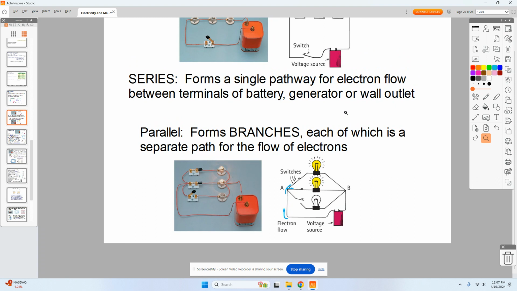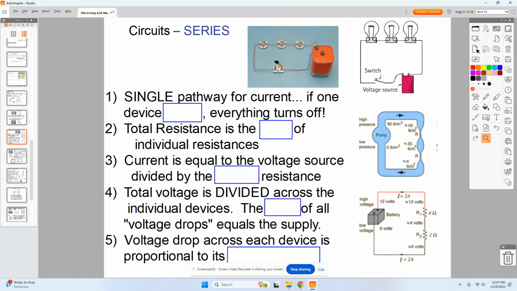Now, there are advantages and disadvantages to both, and I want to show you those with building them and by looking at how these things would allow for certain kinds of applications. Let's go ahead and take a look at the series first. Okay, so a series. There is a single pathway for current. If one device fails, everything shuts down. So if we have a series arrangement, if something were to burn up, like a light bulb, or if I open up a switch, everything shuts down.